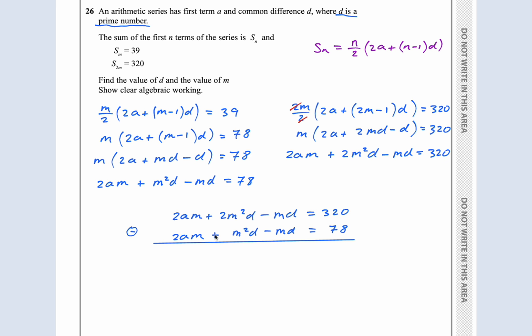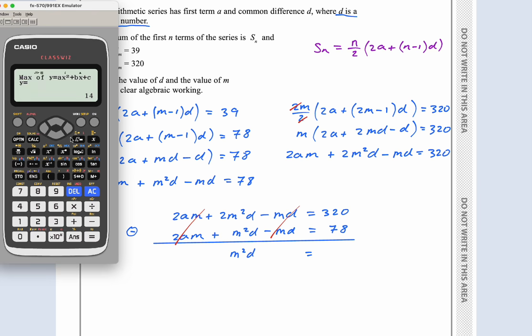So this minus this is 0, these disappear. This minus this is just m squared d, and this minus this is 0. So these four terms, if you like, disappear, and I'm left with m squared d is equal to 320 minus 78. Let's just make sure I know how to do that, guys. 320 minus 78 is 242.